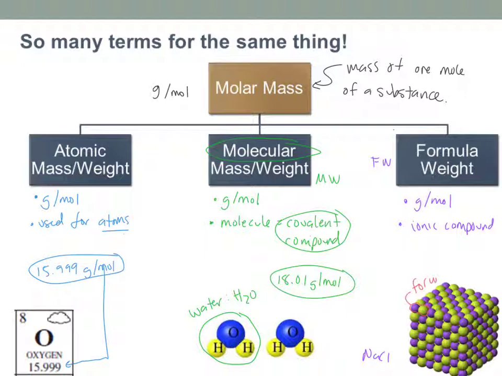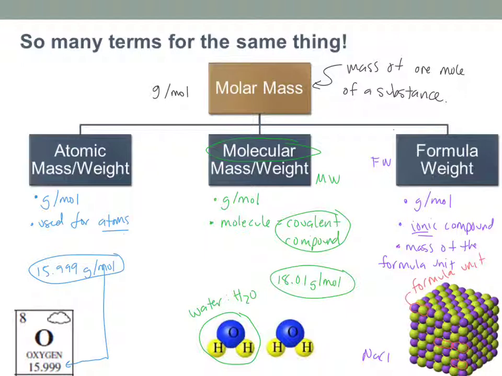The formula unit is that repeating piece. I circled here one of the purples and one of the greens because that's what's getting repeated over and over again. You could find another formula unit and another and another. When people talk about the formula weight, they're talking about the mass of that formula unit, hence why it's used a lot for ionic compounds. So formula weight is the mass of the formula unit.